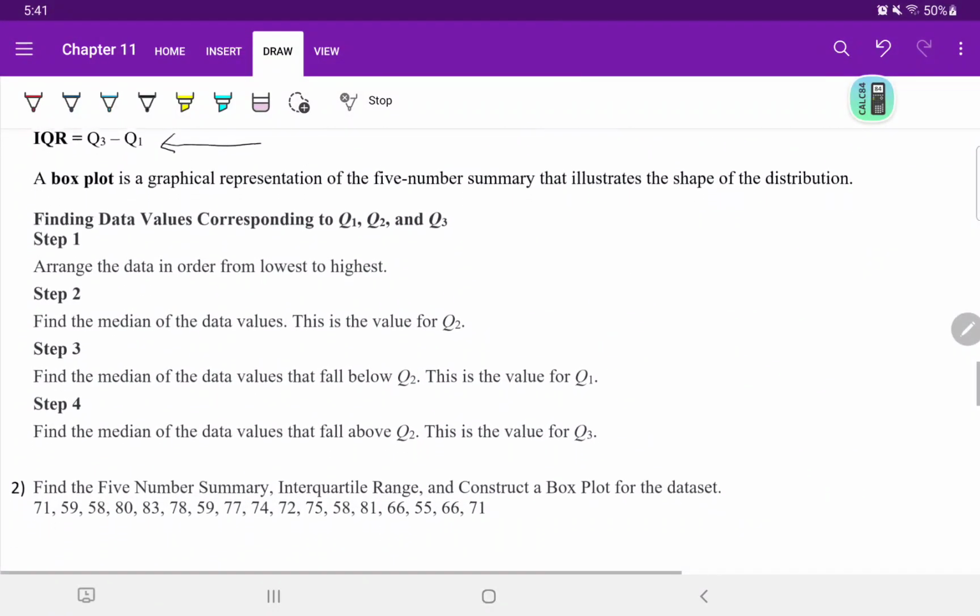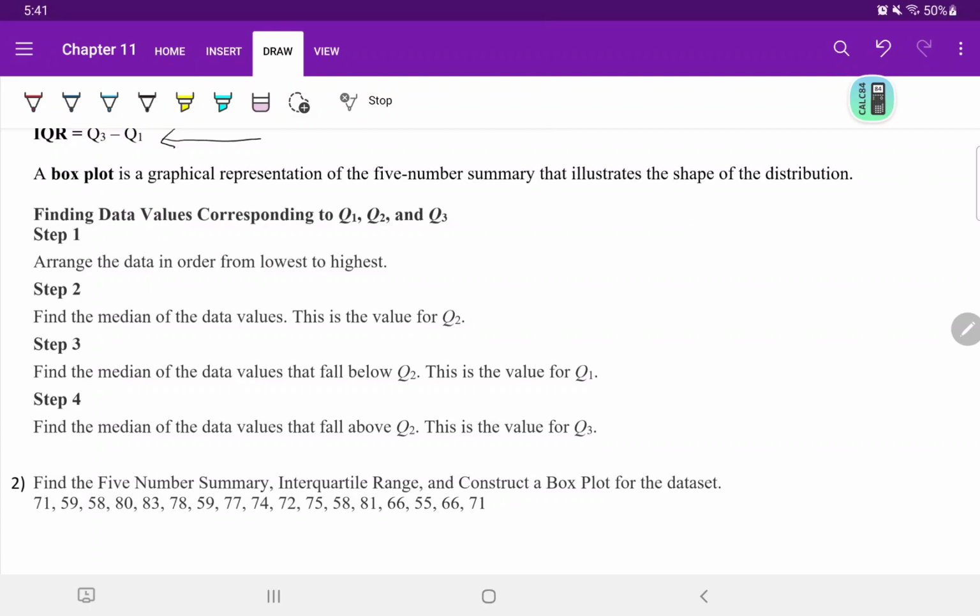Now, to find quartile 1, quartile 2, and quartile 3, step 1 says you must arrange your data in order from lowest to highest. The next thing you want to do is find the median of the data values. And we know how to find the median from the measures of averages. After the data is listed in order from smallest to largest, cross off the ends until you reach the middle value. If there are 2 middle values, then we find the midpoint of those values by adding those 2 middle values up and then dividing by 2.